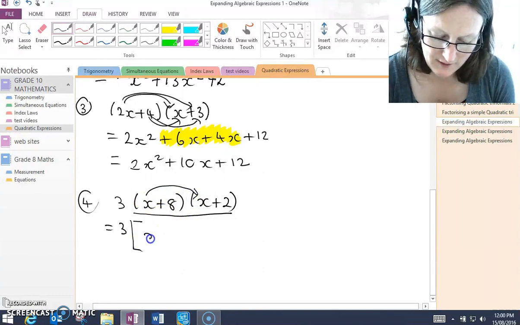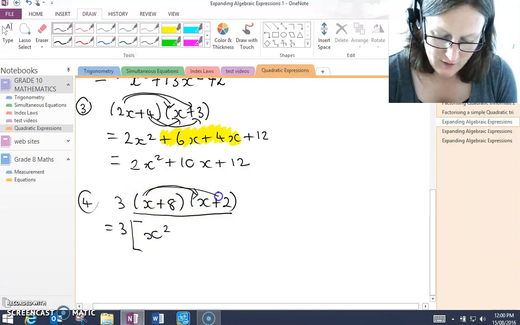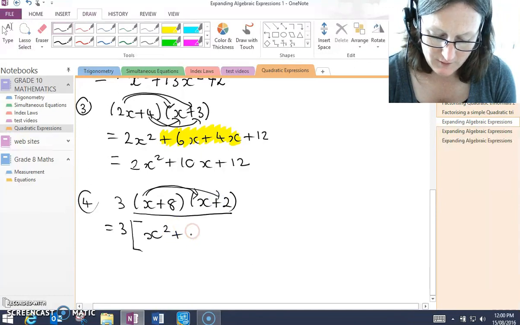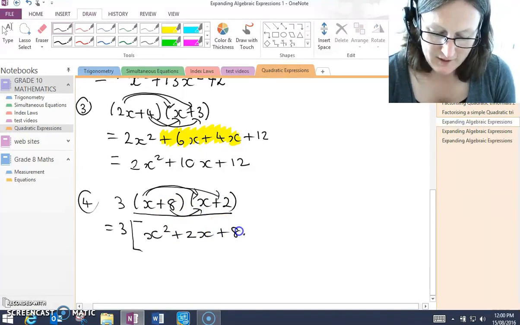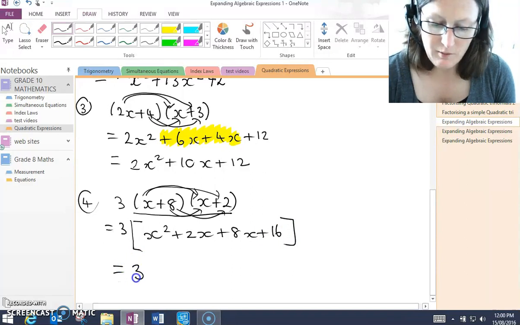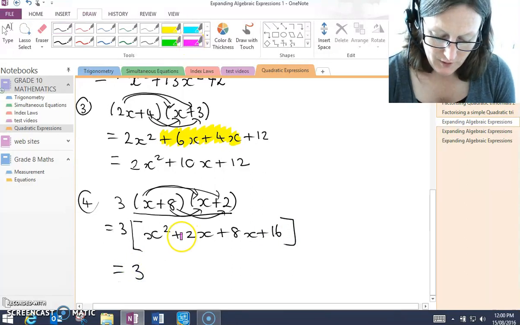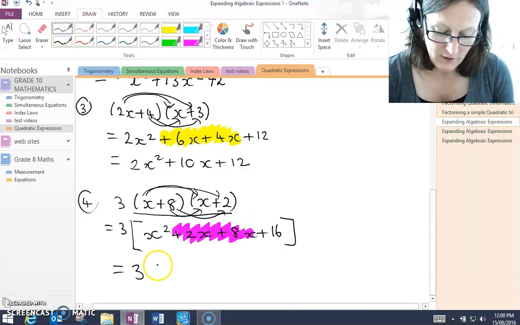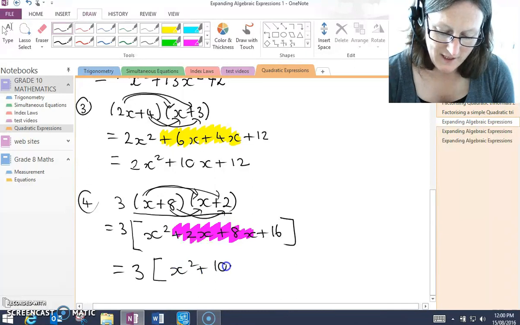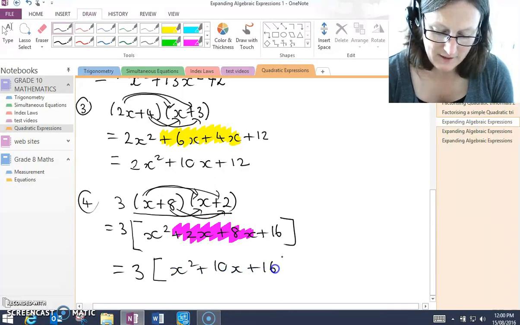x times x gives me x squared. x times 2 gives me 2x. 8 times x gives me 8x. And 8 times 2 gives me 16. Again, let's still forget about the 3. Let's look, and we have like terms, 2x plus 8x. So we combine those, x squared plus 10x plus 16.